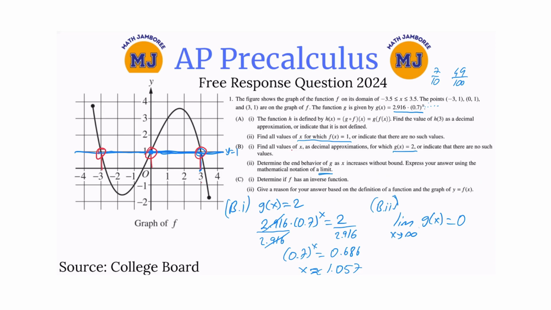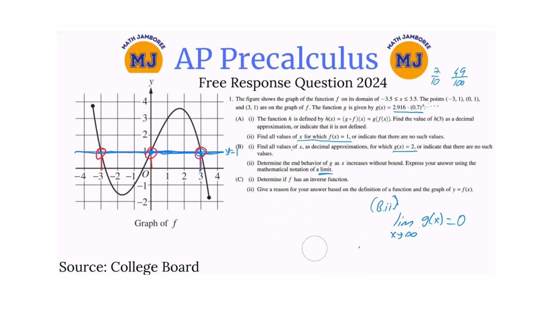And let's continue with the C. I'm going to erase here because we don't have space. For C I, the question is, determine if the f has inverse function. So this function doesn't have an inverse function. The easy way to determine this, you will use a horizontal test.